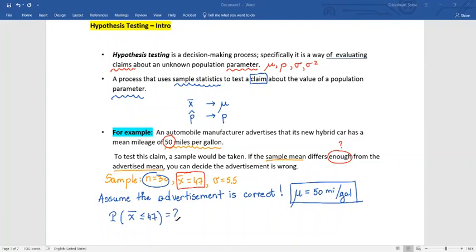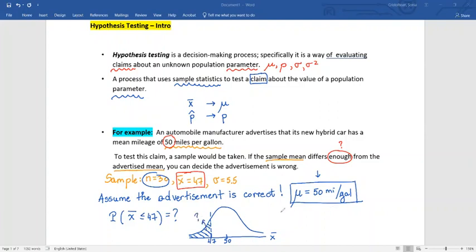Can we figure this out? Well, yes, because from the central limit theorem, we know that the sampling distribution of the means, and I will sketch the graph right here, follows a normal distribution. And we know that the mean is the same as mu. And we're wondering, what is this probability? X bar is less than or equal to 47. What is the probability that we will get such a result if the advertisement is correct? If the mean is actually 50 miles per gallon. Do we know how to find this? Yes, we do.